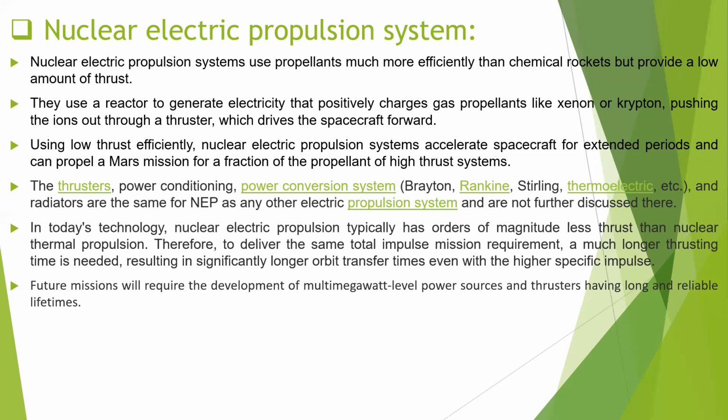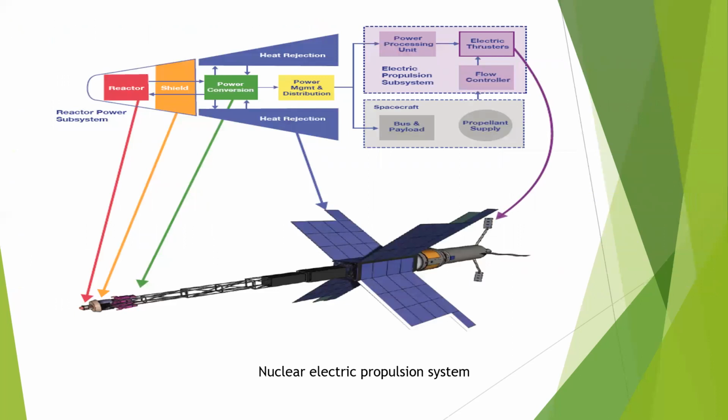In today's technology, nuclear electric propulsion typically has orders of magnitude less thrust than nuclear thermal propulsion. Therefore, to deliver the same total impulse mission requirement, a much longer thrusting time is needed, resulting in significantly longer orbit transfer times even with the higher specific impulse. Future missions will require the development of multi-megawatt level power sources and thrusters having long and reliable lifetimes. Now here we see the basic electric propulsion system diagram. The parts are the reactor, shield, power conversion, heat rejection, and power distribution.